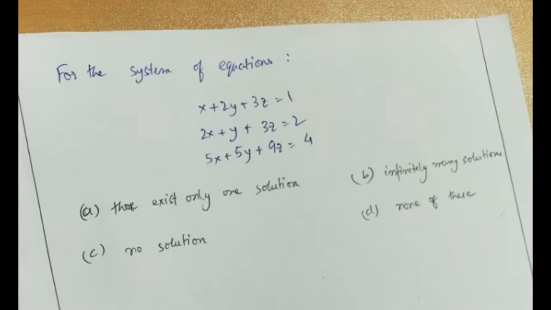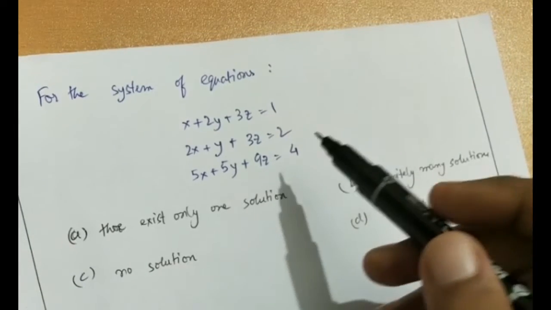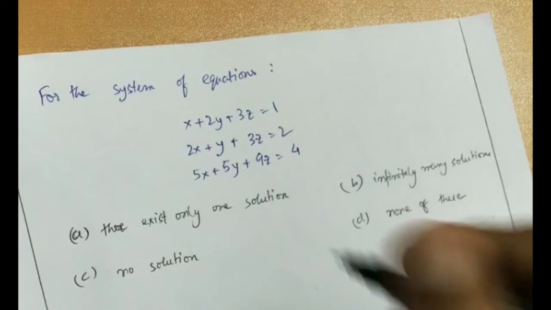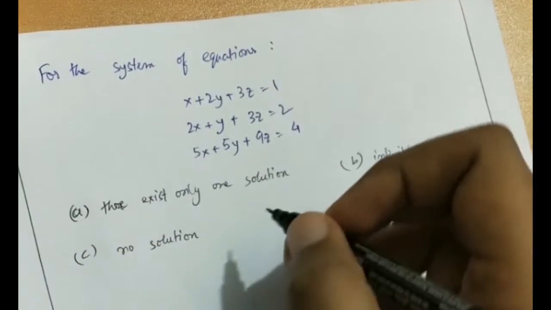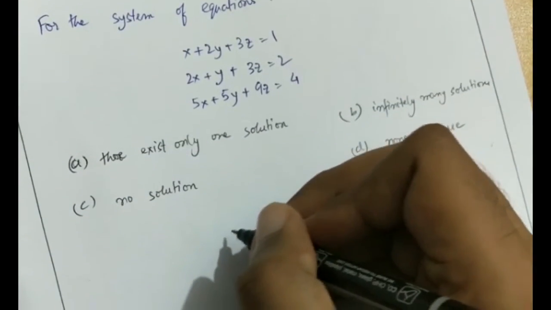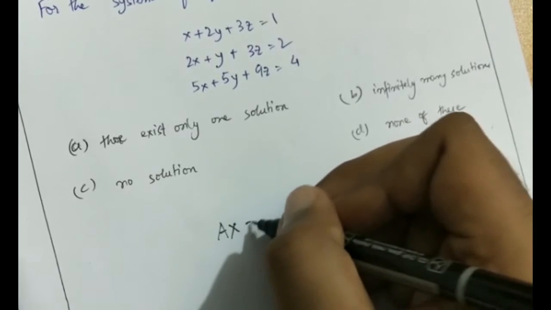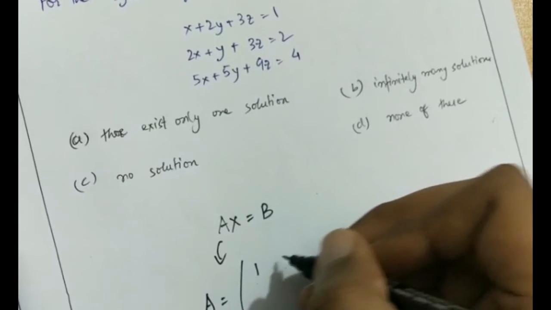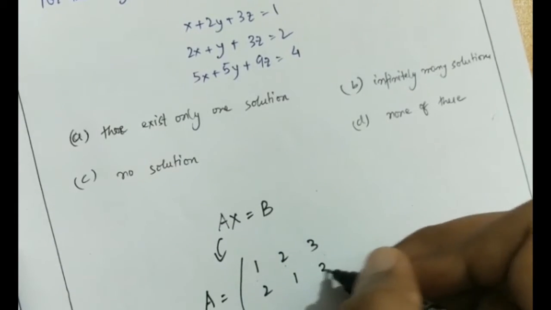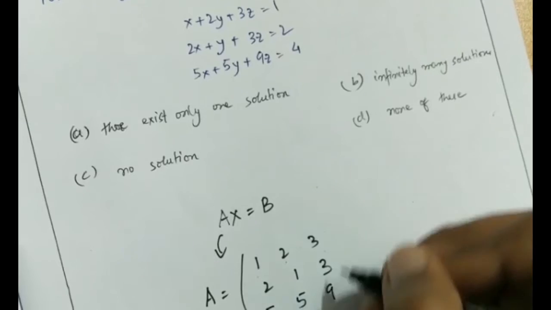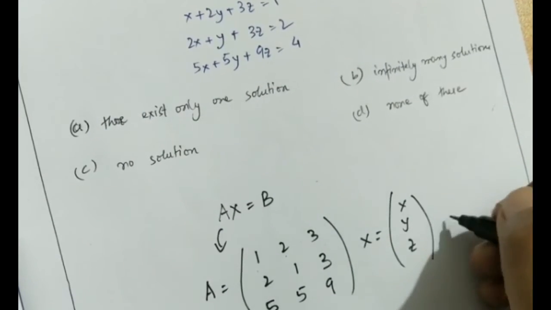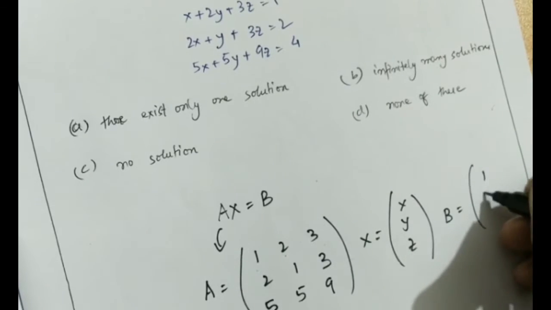So today's last problem is basically an equation problem, and we have to determine the nature of the solution for these equations using matrix method. So the first thing that we need to do is write the equations in the form of a matrix. The equations will be written as Ax equal to B, where A is the coefficient matrix, that is 1, 2, 3, 2, 1, 3, 5, 5, 9. X is the unknown matrix, that is in this case x, y, z, and capital B is the right hand side matrix, that is 1, 2, 4.